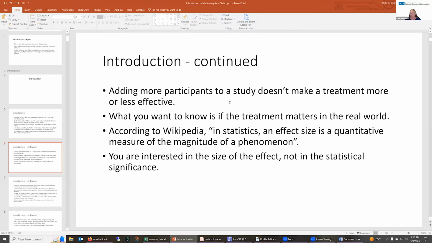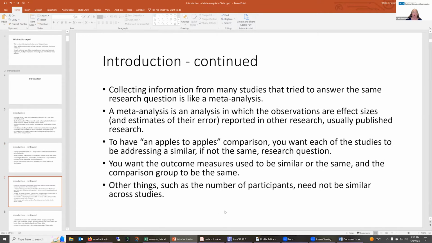But what you're really thinking to yourself is, okay, I'm interested in the size of this effect, not whether or not it's statistically significant, because statistical significance, for the most part, is driven by n, the number of participants, and that's not what you care about. You want to know, is this effect size, say, small, medium, or large? And that's a reasonable question. All righty.